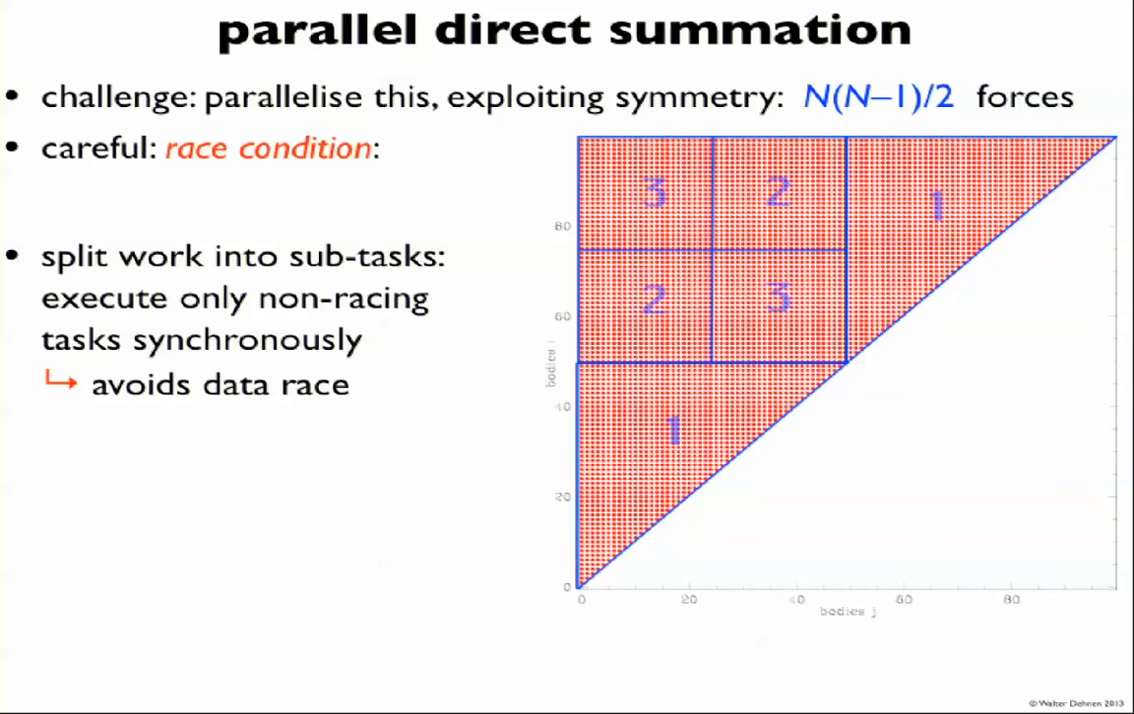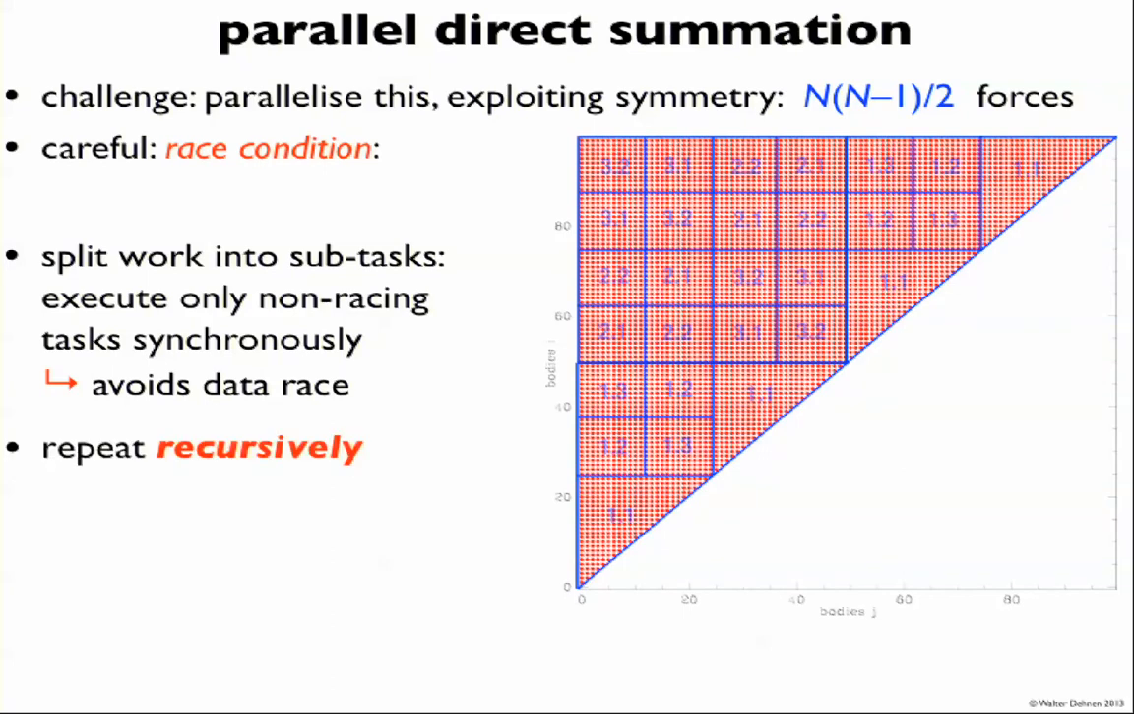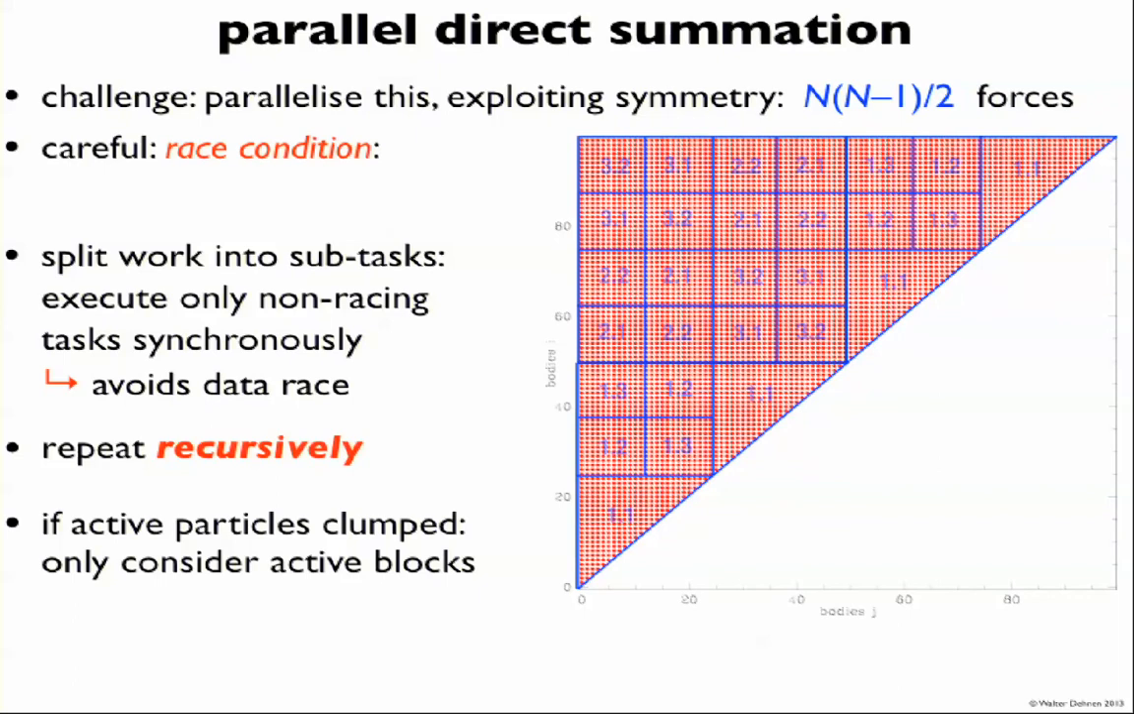You split it again, and you can do these 2 in parallel and these 2 in parallel. And of course, this can be done recursively. And you can do it recursively again and again and again. The question is, which processor does which block? And that is, of course, a trick.